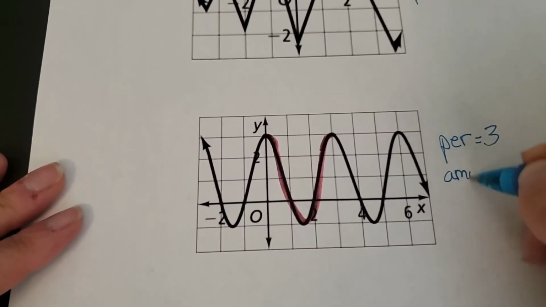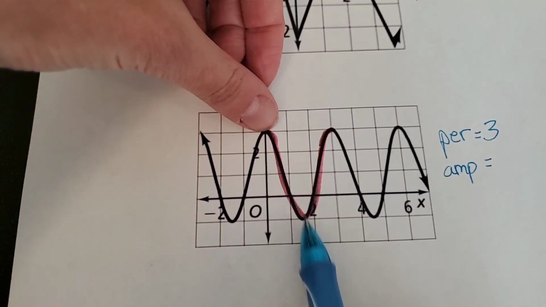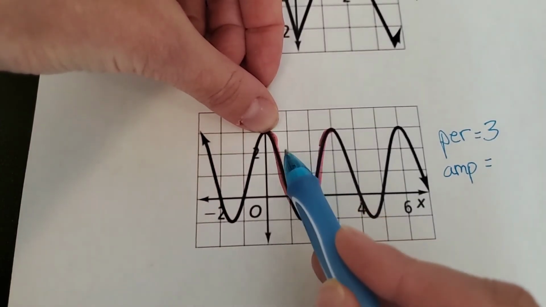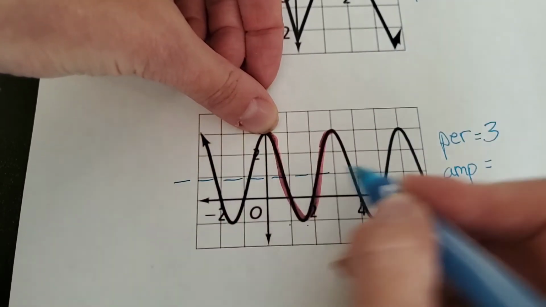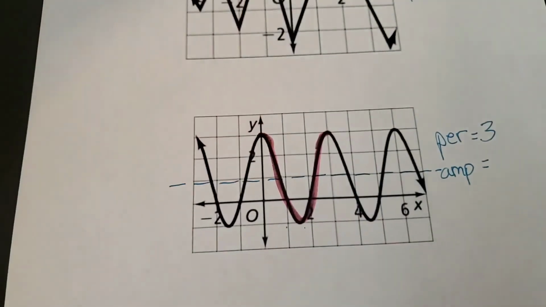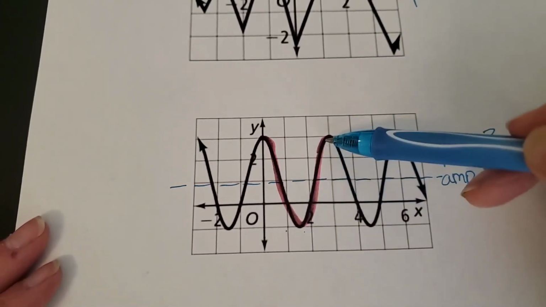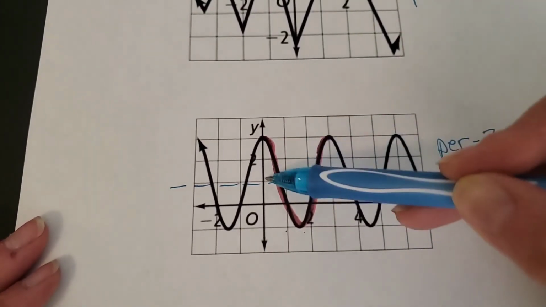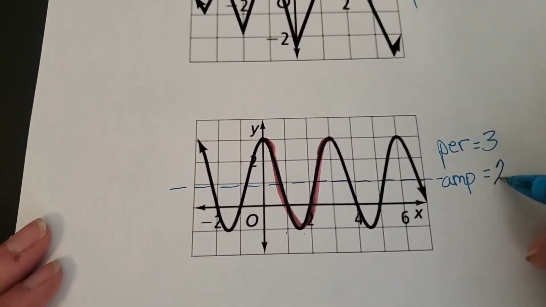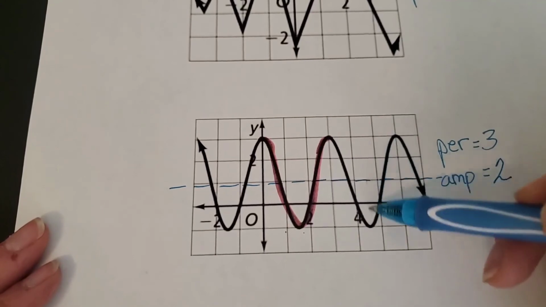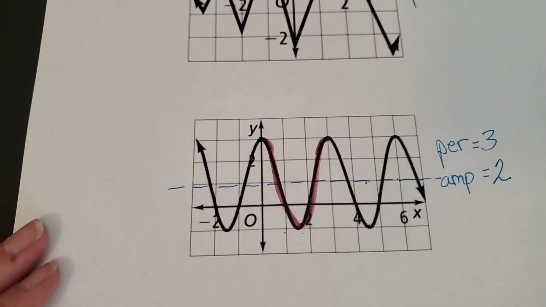The amplitude, if I just do this in a visual way, I'm going to look for half. Here we've covered 1, 2, 3, 4 squares. So my midline would go halfway in between. And it's the stretch from the midline up. It's 2 squares. Make sure you know the units on each square. It looks like 1. So the amplitude is 2. We are stretching down 2 from the midline and up 2 from the midline.